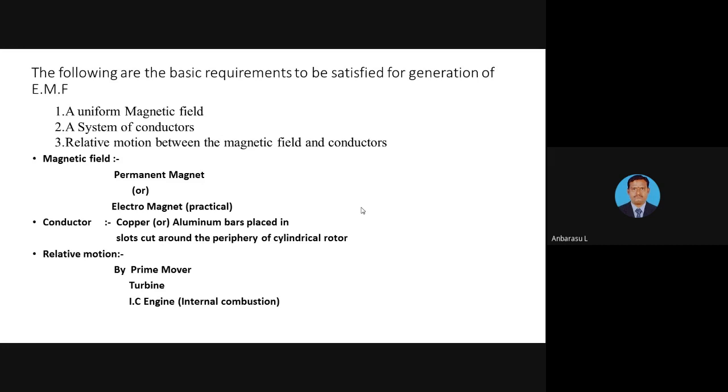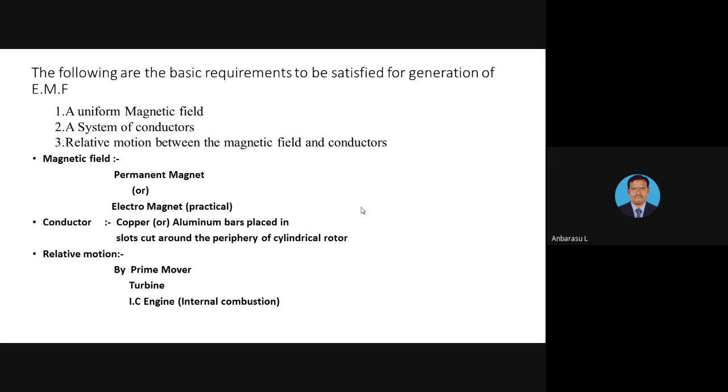Next, the system of conductors. Mostly copper or aluminum bars are placed inside the slots around the periphery of the cylindrical rotor. For a small DC generator, aluminum conductors can be employed. For a large DC generator, copper conductors or bar conductors are employed.